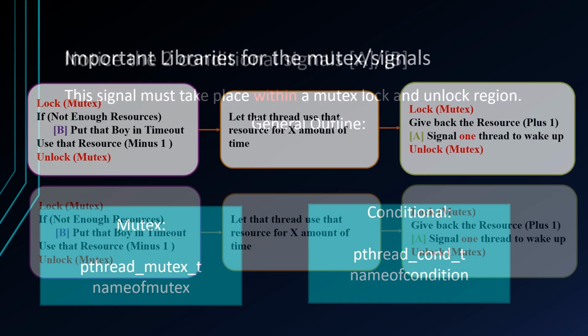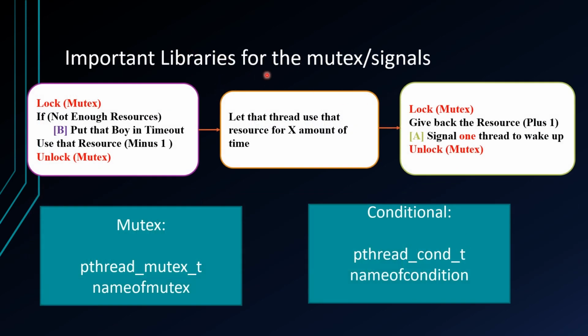Anyways, important libraries for the mutex and signals or conditions. pthread mutex, you'll define this globally, both of these, at the very top of your program. That's pretty simple. So you only need one of each. Okay.